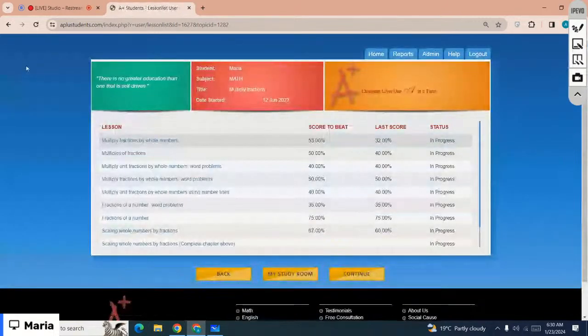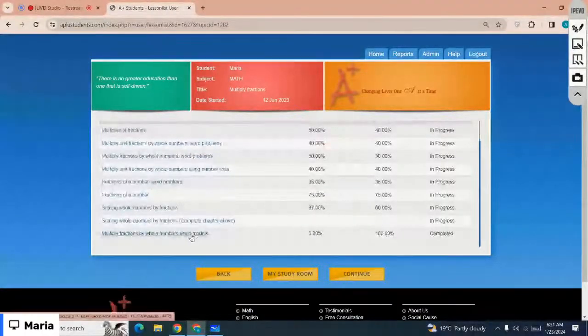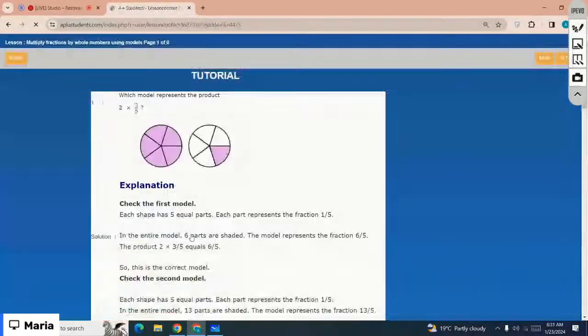Multiply fractions by whole numbers using models. Okay, so you are given the models, we have to multiply using the models, right? Just look at these two models. One of the models has all five portions colored, right? And this one has only one portion colored. So you have to calculate their product using the models. So how do you calculate?